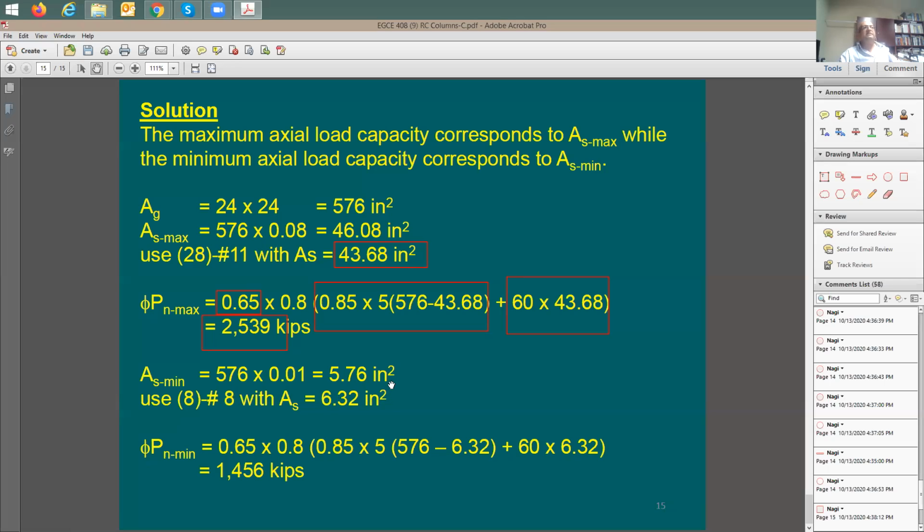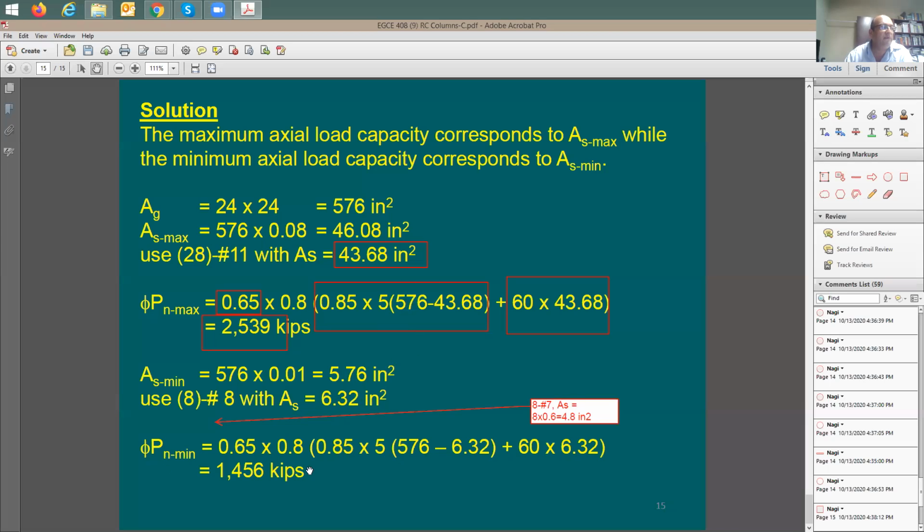Is it okay to use number 7? I'd like to check with you guys. Is it okay to use number 7? AS is equal to how much for number 7? No, we can't. Why? It's going to be 6, not good. So I really need to go with number 8. I decided here to go with number 8, slightly higher than this, which is good.